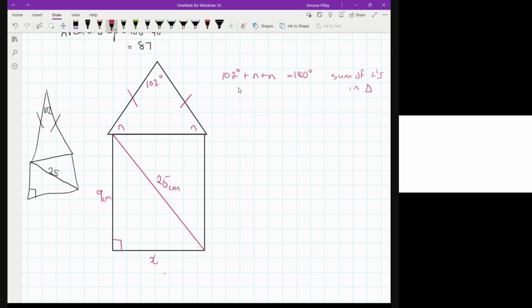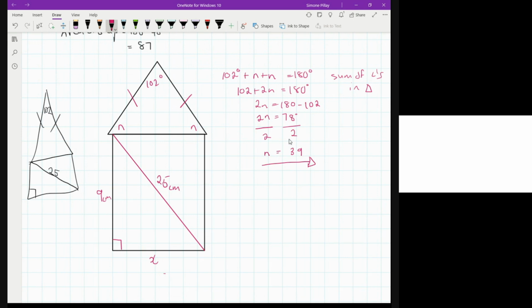102 plus 2n is equal to 180 degrees. Then, ma'am, we say 2n is equal to 180 minus 102. So 2n is equal to 78. Then divide both sides by 2. Then 78 divided by 2 is equal to 39. There you go. Do you see that?